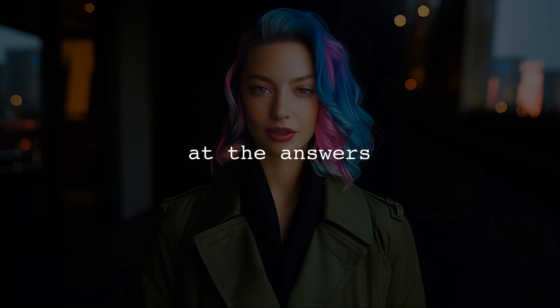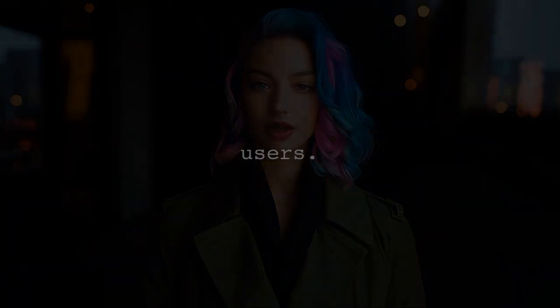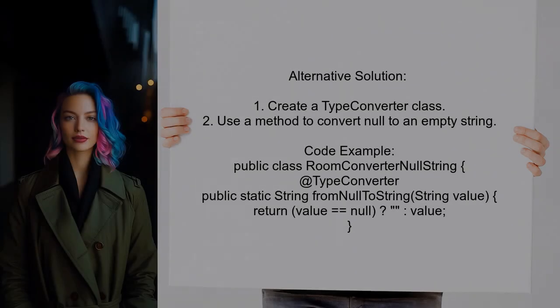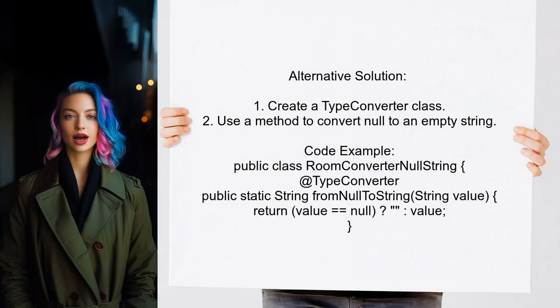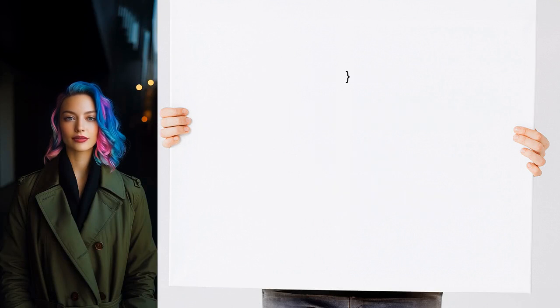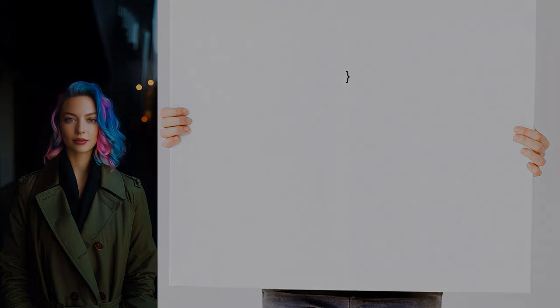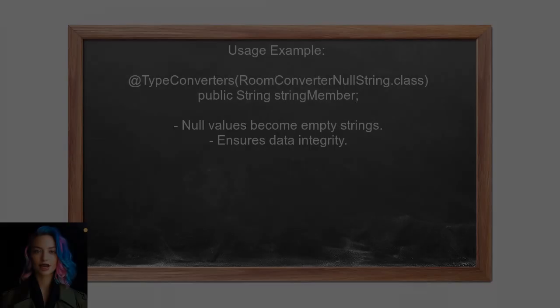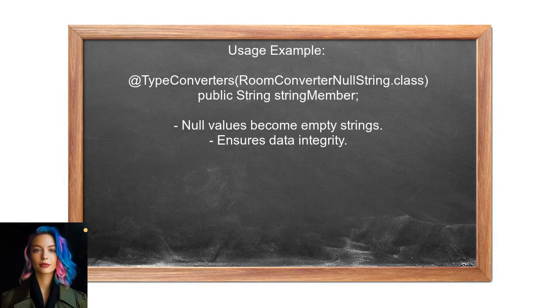Now let's look at the answers provided by other users. An alternative approach suggested by a user involves using a type converter class to ensure that your string members are not null. This method converts null values to empty strings. You can apply this converter to your string members by annotating them with TypeConverters. This way, any null assignments will be stored as empty strings, ensuring your database remains consistent.